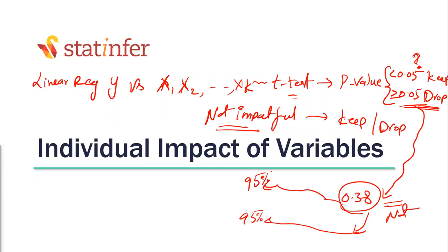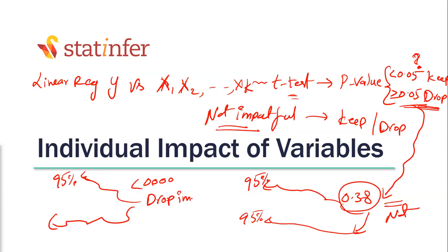We did one more exercise. One of the variables had a p-value way less than 0.05, it was 0.000 something. We still dropped that variable just to verify. Before dropping, keeping that variable, the R square value was 95%. After dropping a significantly impactful variable, what happened? Tell me. If you drop an impactful variable, what will happen?